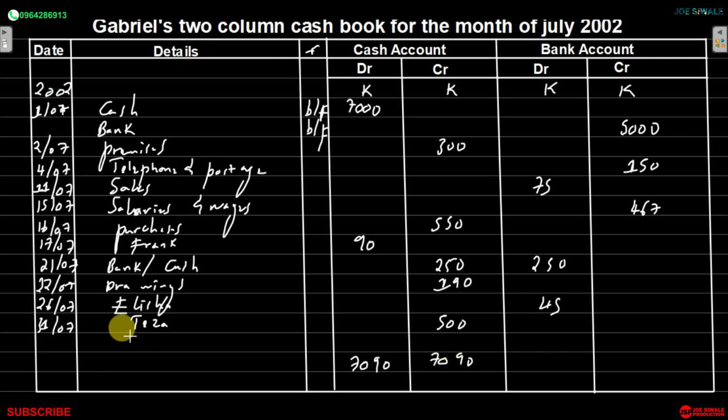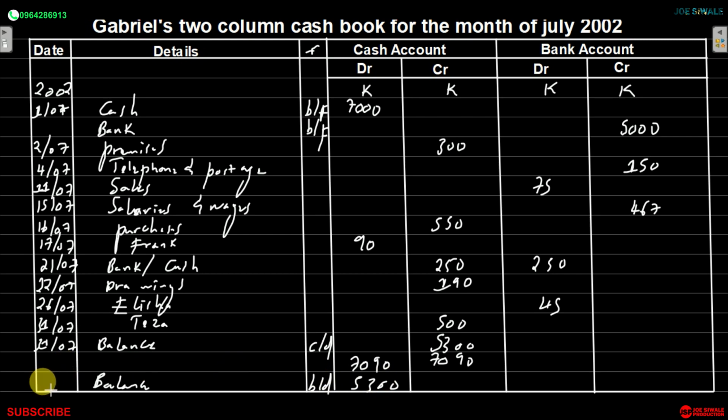Here we are supposed to find our balance carried down, and this is recorded at the end of the month, on the 31st of July. How we find our balance carried down is we find the difference from the side that is having a smaller amount, and the side that is having a smaller amount, we say this is the credit side. So we're going to say 7,090 minus the total of the credit side, which we said is 1,790. The answer there is going to be 5,300. So our balance brought down is going to be 5,300 on the debit side, and this will be in the next month.